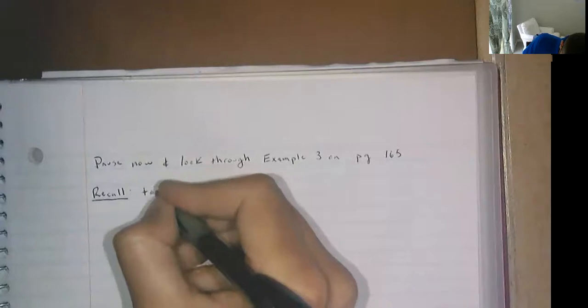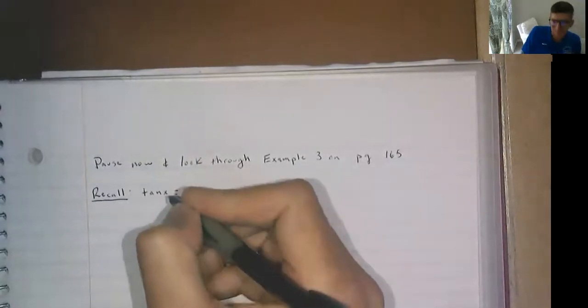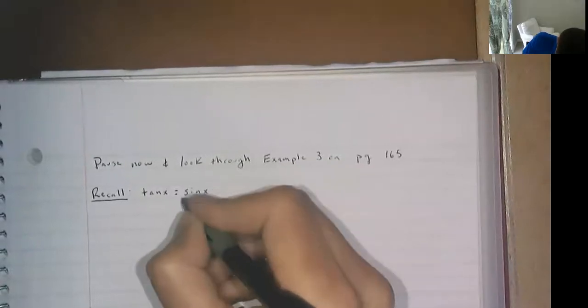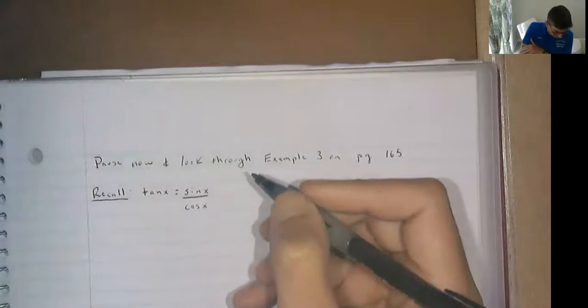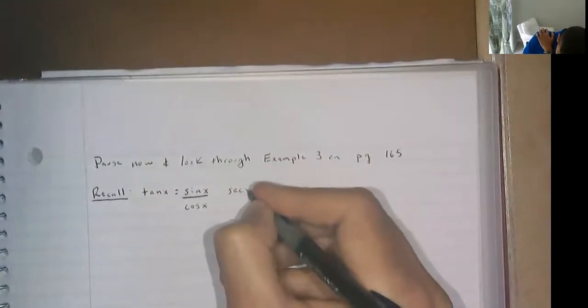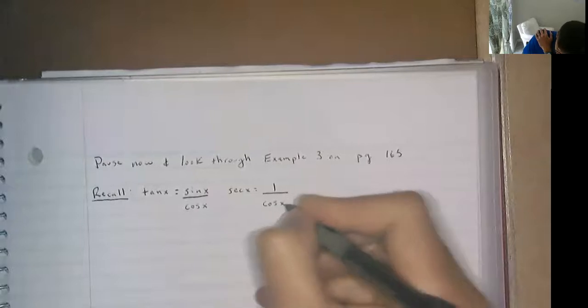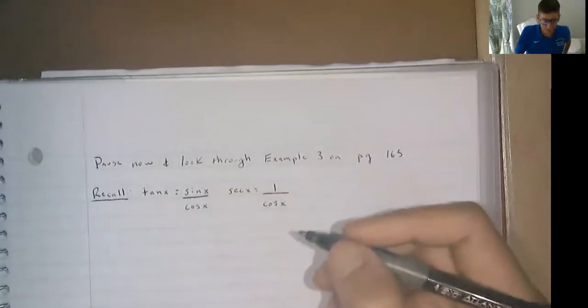Recall that the tangent of x is actually defined by the sine and the cosine, which is kind of sneaky. It's the ratio of the sine to the cosine. Further, recall that the secant of x is likewise the ratio of 1 over the cosine of x. Kind of sneaky, it's the reciprocal of cosine.